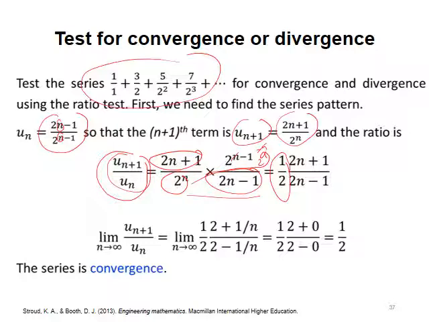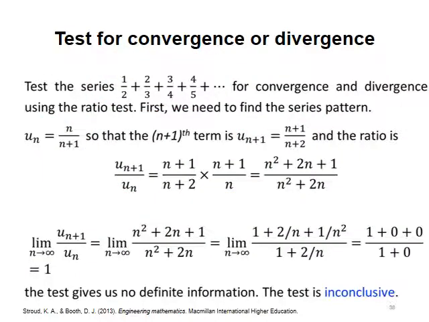Okay. Now, you see the highest power is n. So if I divide, it will be 1. So 1 by 1 over 2, you have 1 over 2. 1 over 2 means lower than 1. This means that we have a convergence.